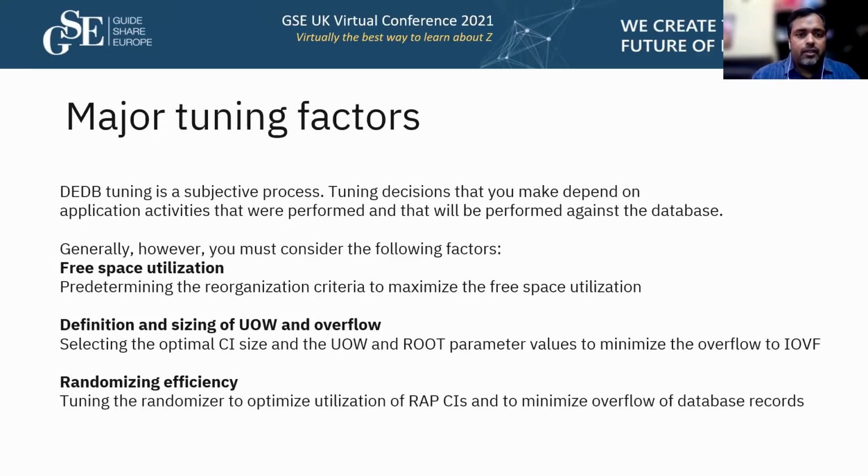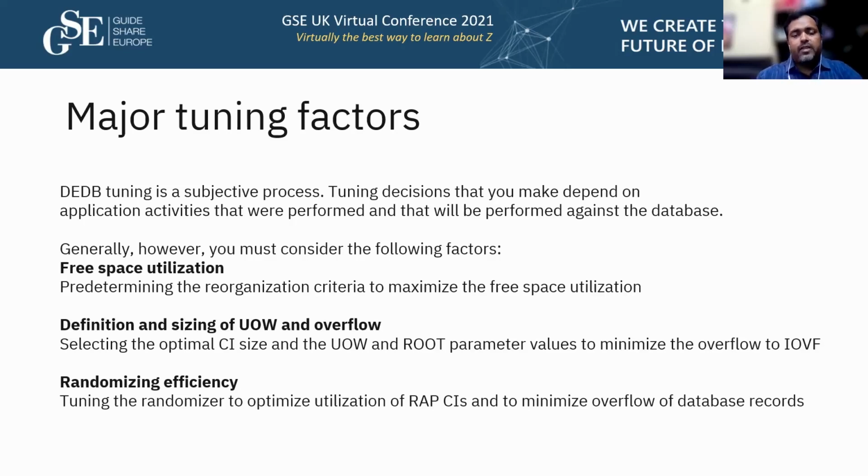The third factor is basically how efficient your randomizer is. So randomizer efficiency is also important: tuning the randomizer to optimize the utilization of RAP CI, and also minimizing the overflow of database records. So the selection of a randomizer that best matches the key values of your database record is of paramount importance from the aspect of DEDB design. If we use a randomizer that does not match the key values, that can significantly cause degradation of the performance of a DEDB. It can also add a lot of synonym chains, which take a lot of IO.